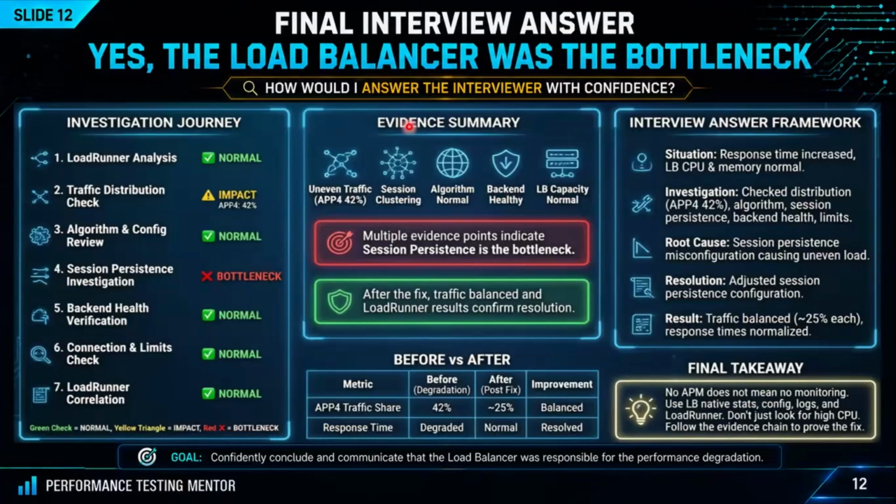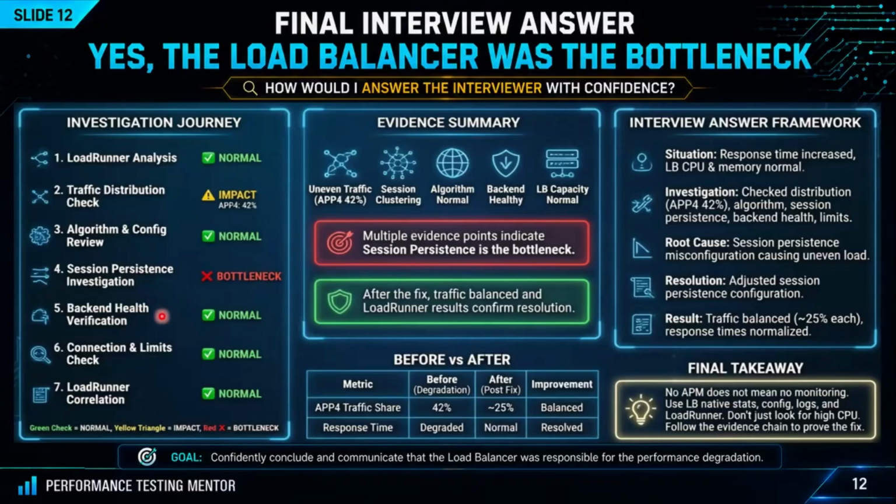Response time increased, load balancer CPU and memory are normal, and there is no APM tool. How would you investigate? My approach would be, first, I use LoadRunner to identify exactly when the response time starts increasing. Then I check the load balancer's backend traffic distribution. In our case, I found this kind of distribution. Next, I check the load balancing algorithm and backend configuration. The configuration doesn't explain this imbalance. Then I investigate session persistence and find that more performance test sessions are being associated with App4.